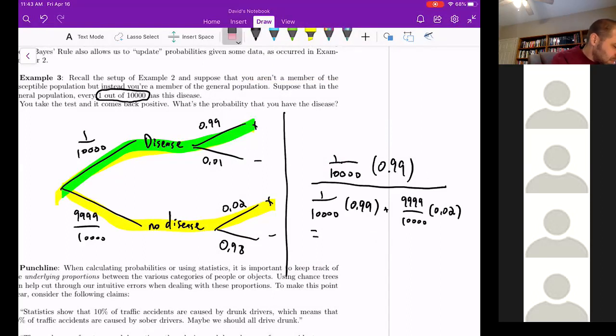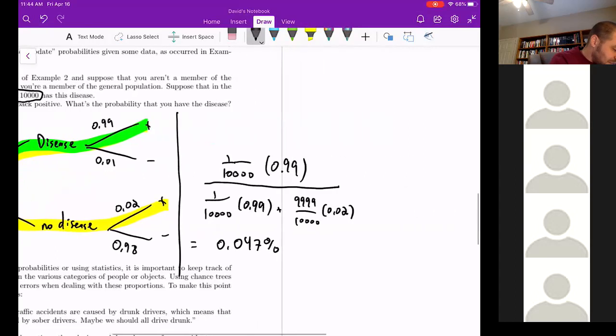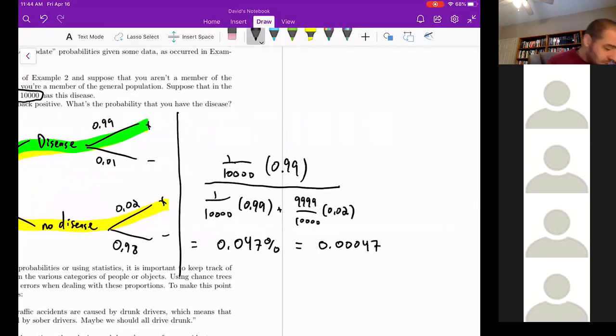Does anybody have the answer? 0.047%. Wait, 0.047% or just percent, like that? Yeah. Interesting. Okay. I mean, I knew it was small. I didn't remember how small it was. So like this as a decimal. Is that right? Never mind, I was wrong. It's 0.47%. 0.47%. Okay. So let me just get rid of one of these zeros. Is that right? Yeah.